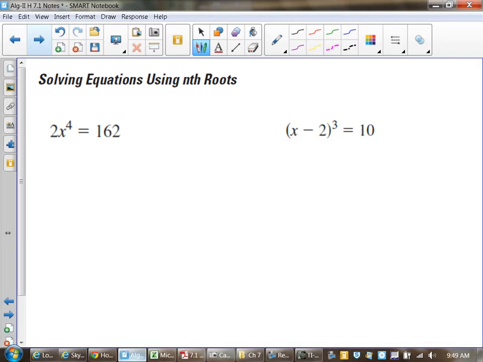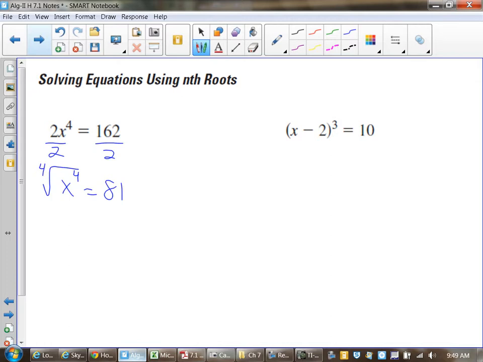So in that first example, 2x to the 4th equals 162, plus or minus 2. Well, what do you have to do first? Well, you have to divide it by 2. Divide out the 2. So you have x to the 4th equals 81. And you're right. How do you undo the 4th power? You 4th root it.